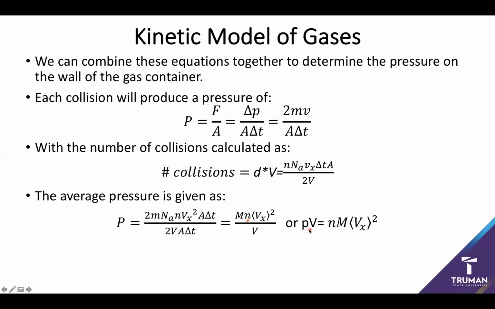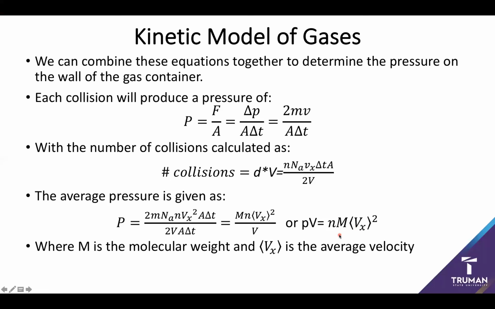And this should hopefully start looking familiar. I now have some descriptor of pressure times volume that's going to depend upon the velocity of the gas as my only real variable, because the number of moles and the molecular weight are going to be a little bit more fixed. So what this ends up doing is giving us a real descriptor. We now find that the pressure of the system is going to be highly dependent upon the average velocity of our system.